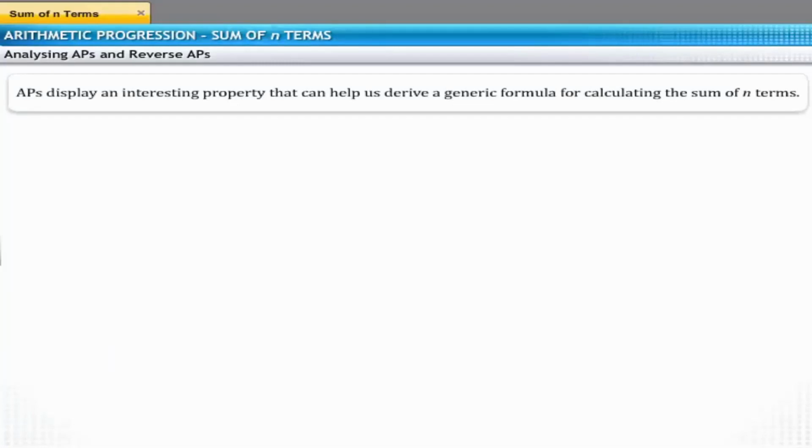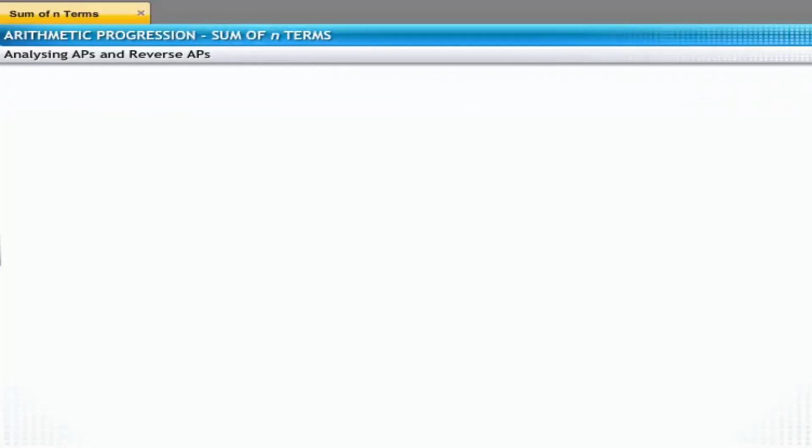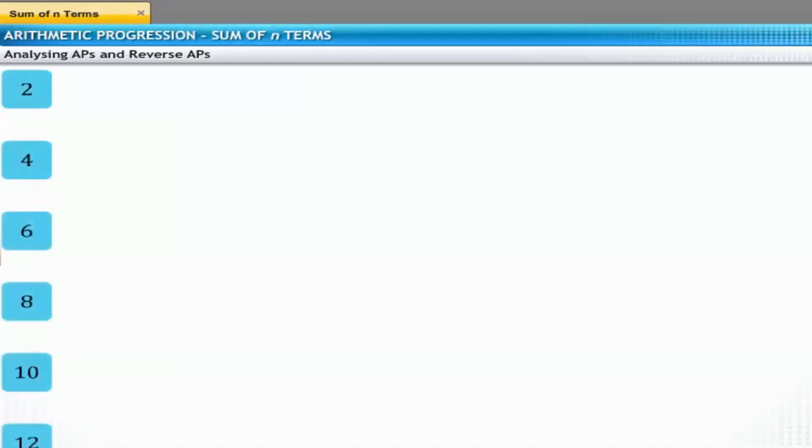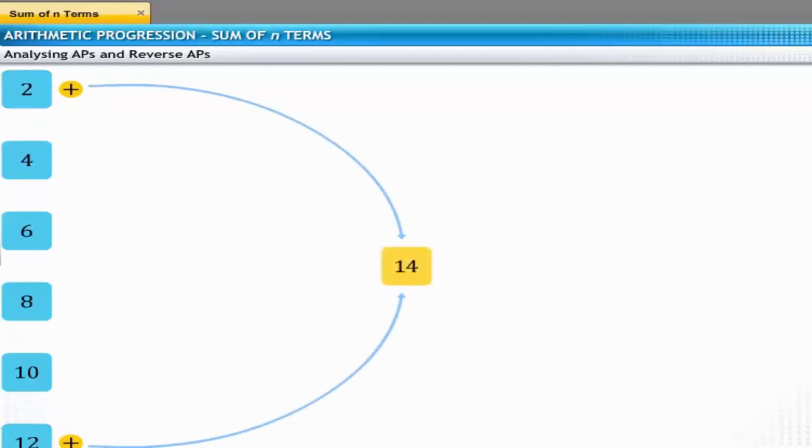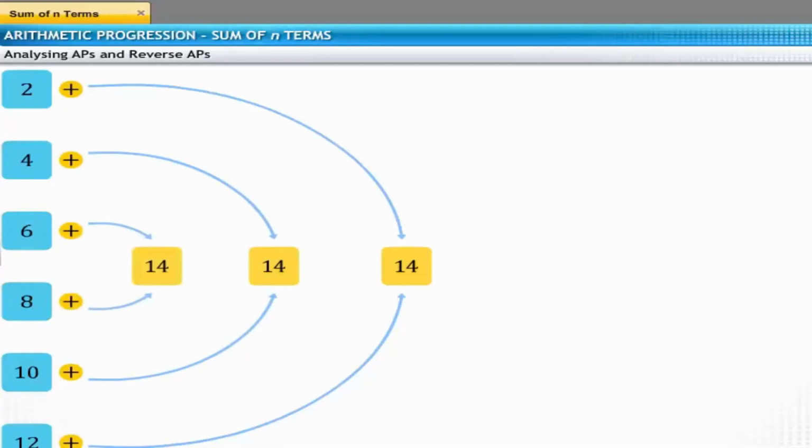APs display an interesting property that can help us derive a generic formula for calculating the sum of n terms. Take an example of a sequence of numbers 2, 4, 6, 8, 10, and 12. If you add the first term 2 to the last term 12 in the sequence, the sum of the two terms equals 14. Similarly, if you add the second term to the fifth term and the third term to the fourth term, you get 4 plus 10 equals 14. 6 plus 8 equals 14. As you can see, the result of these additions is equal.